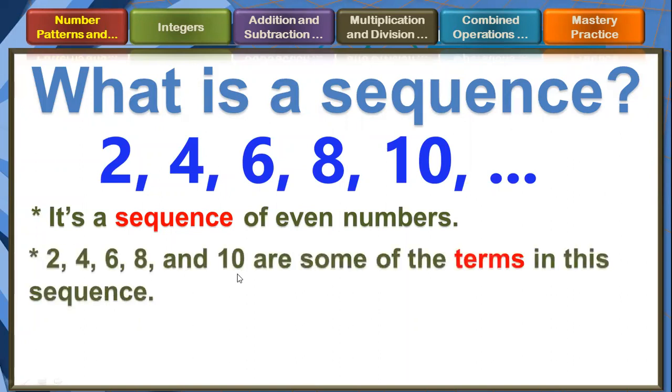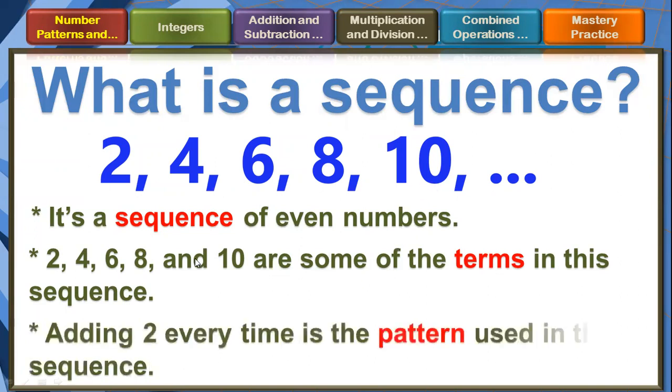2, 4, 6, 8, and 10 are some of the terms in the sequence. So they are terms. So 2 is a term, 4 is a term, 6 is a term, 8 is a term, 10 is a term also. So adding 2 every time is the pattern used in this sequence. So when we talk about number pattern, the pattern of the sequence of numbers is adding 2 every time. So 2 plus 2 is 4, plus 2 is 6, plus 2 is 8, plus 2 is 10, plus 2 is 12, and so on.